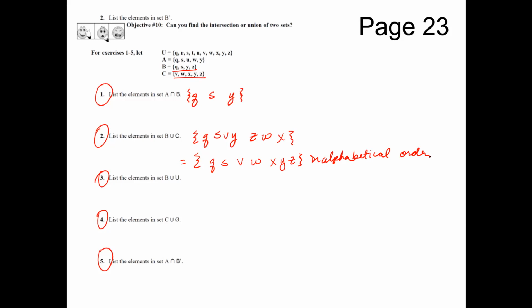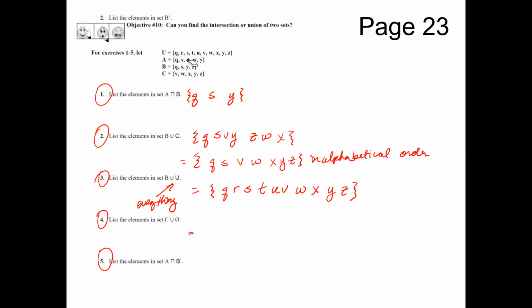Okay? For number 3, you are looking at the elements of B union U. So here is U and here is B. Union basically means you need to include everything that's in both sets. So it's going to be a pretty long, extensive list. So that will be Q, R, S, T, U, V, W, X, Y, and Z. Because these letters are either in set U or in set B, but it's including everything. Okay?